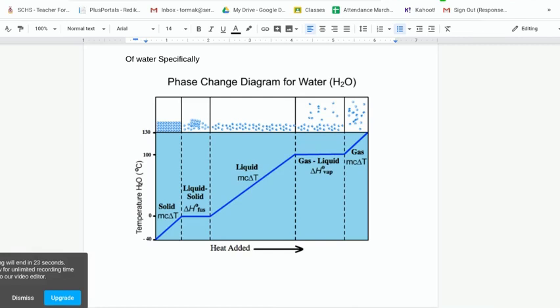If not, I will see you next class where we will start chemical reactions, which is on chemical changes, not these types of physical changes.